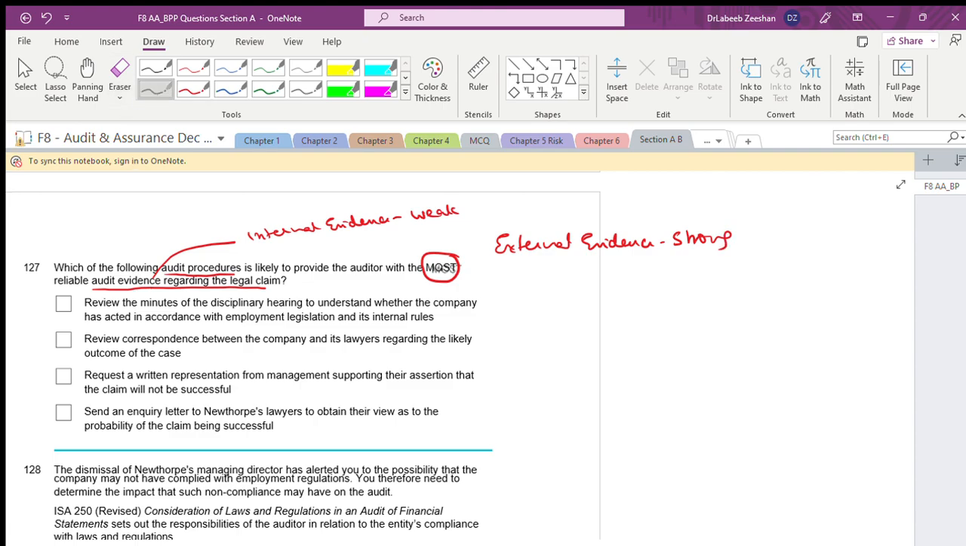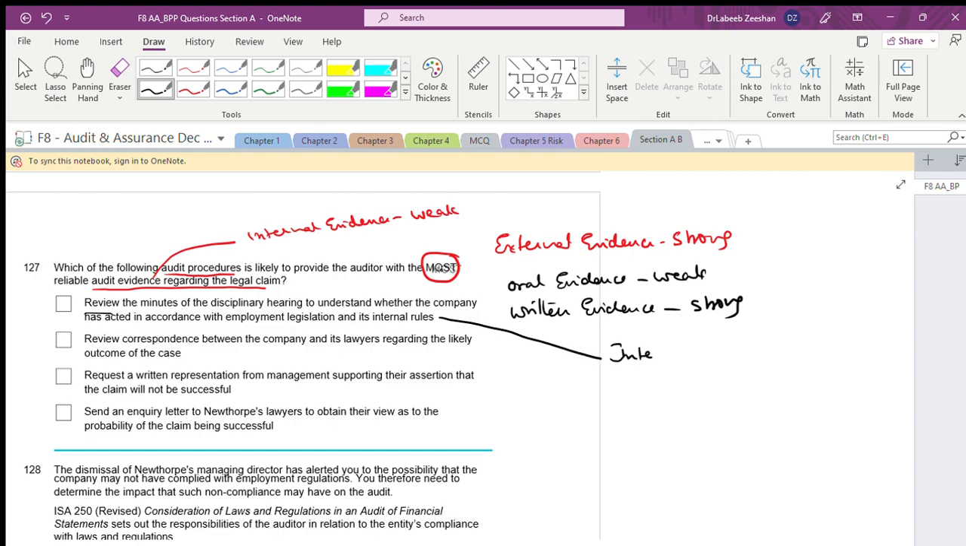The next one. Oral evidence is weak. Written evidence is strong. This is what it says. Now, review the minutes of the disciplinary hearing to understand whether the company has acted in accordance with employment regulations. This is the evidence they are getting from internal sources.